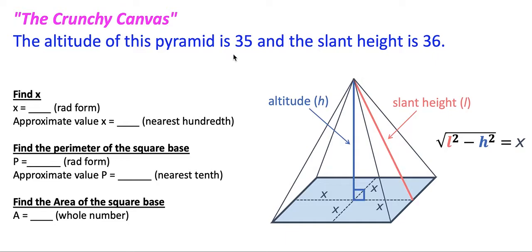The altitude of this pyramid is 35 and the slant height is 36. Okay, cool. The altitude is 35 units tall and the slant height is 36 units long. How can we find the value of x?